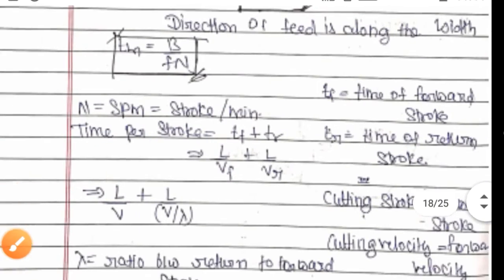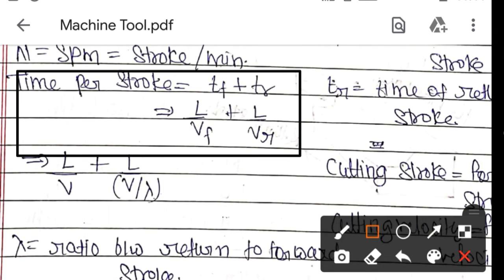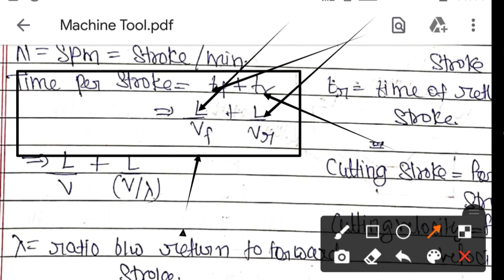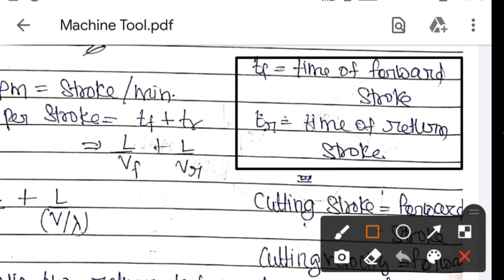Okay, now we'll talk about time per stroke. Time per stroke means the time for one complete stroke, the summation of the time for the forward stroke plus the time for the return stroke. How will you find it? From mathematics we know speed equals distance upon time, so manipulate that equation to get the time. The distance here is the length of the workpiece, and dividing it by the forward velocity gives you the time for the forward stroke. Similarly, the length of the workpiece divided by the return velocity gives you the time for the return stroke. For one complete stroke, I have already written it here, you just go through this. TF is the time for the forward stroke and TR is the time for the return stroke.